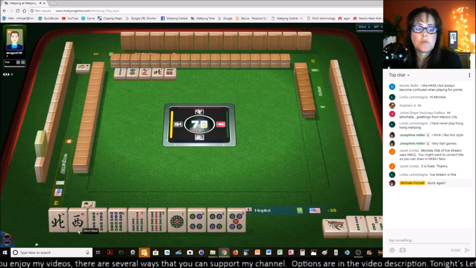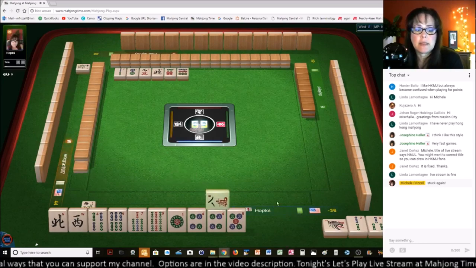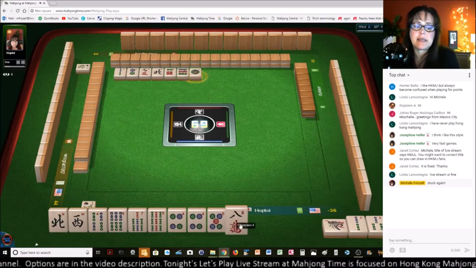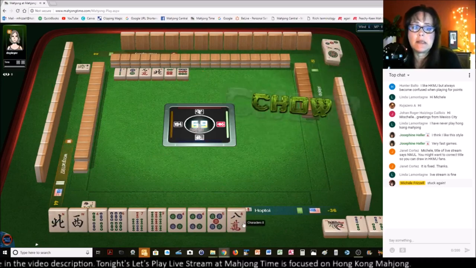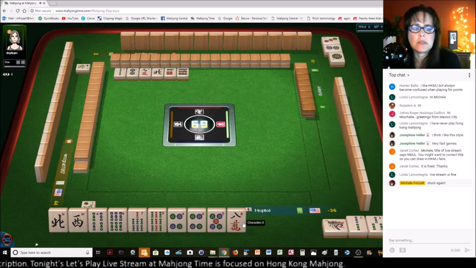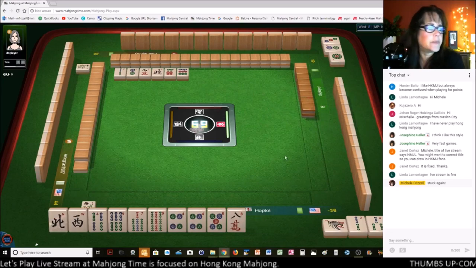6 dots. There's 1 north out already. That's our seat. 9 dots. Let's get rid of the 1 crack. 1 dot. At least the 8 has a little more chow flexibility than a 1 crack. Or whatever, the 1 dot that we threw.